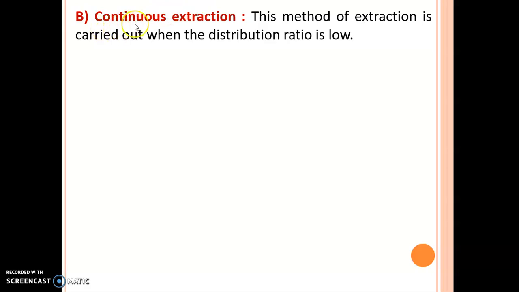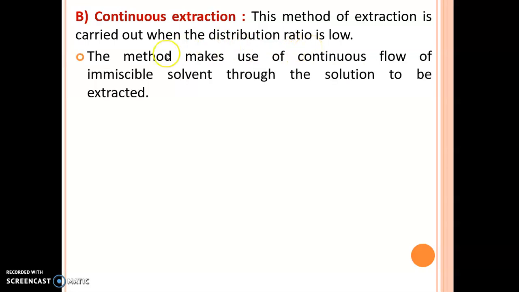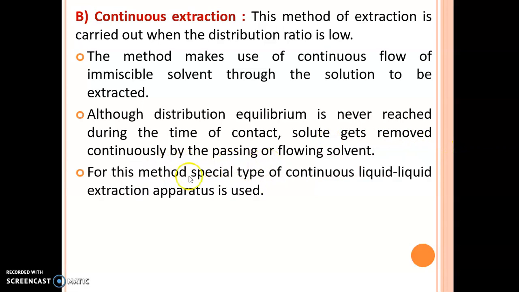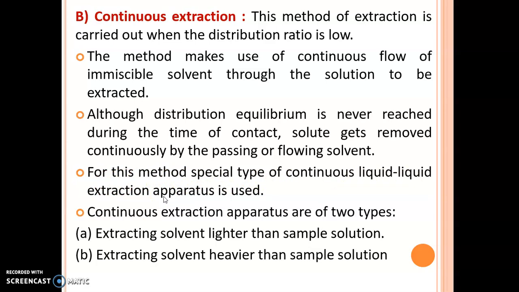Second type is continuous extraction. This method of extraction is carried out when the distribution ratio is low. The method makes use of continuous flow of immiscible solvent through the solution to be extracted. Although distribution equilibrium is never reached during the time of contact, solute gets removed continuously by the passing or flowing solvent. For this method, a special type of continuous liquid-liquid extraction apparatus is used.